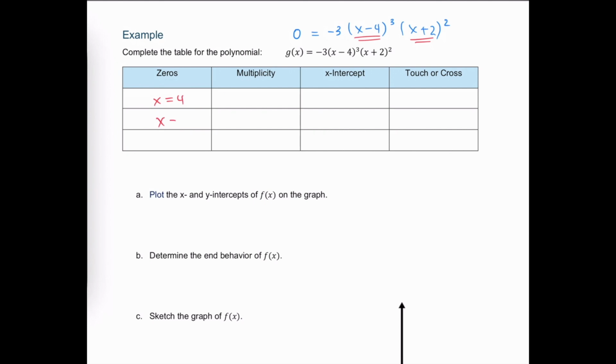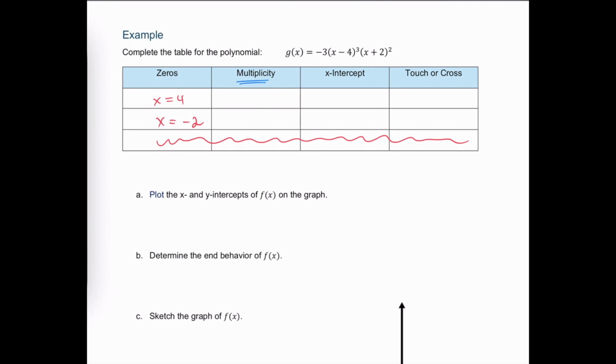x is equal to -2 will solve this equation and therefore be a 0 of the polynomial function. But notice that this -3 on the front is not going to yield a 0. We do not get a 0 or an x-intercept from a constant multiplier. This is actually going to correspond to a vertical stretch and a vertical flip. A constant multiplier is going to stretch the graph out, or perhaps compress it, but it does not give us an x-intercept. So in this example, we only have 2 zeros, and this third row is not necessary.